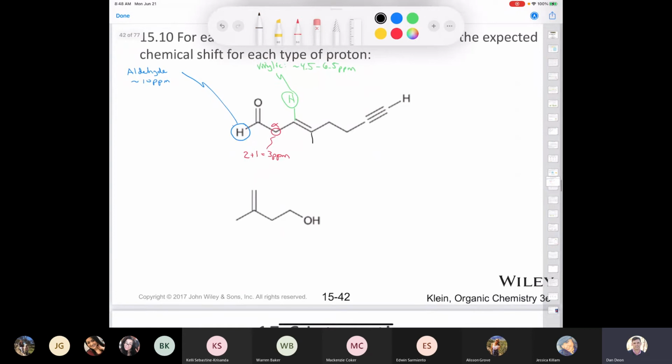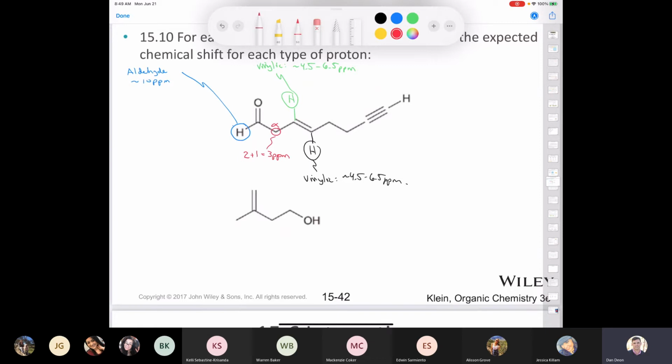But if we look at this proton here, again, this is just your everyday vinylic proton. So we'll put here vinylic. So again, it's going to have a chemical shift of around 4.5 to 6.5 parts per million. Let's do the next one.